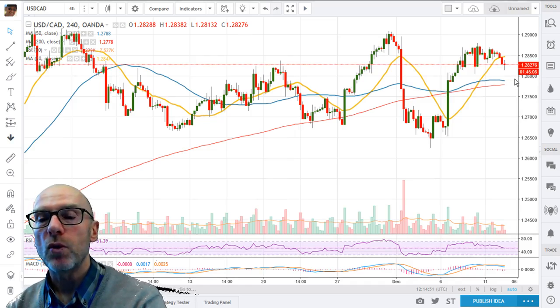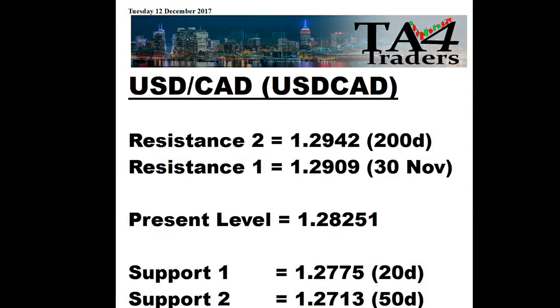Looking at the support and resistance levels, we've got the first resistance from the high of 30th of November, 129.09. Then from the 200-day at 129.42, with supports coming in at the 20-day 127.75 and the 50-day 127.13.